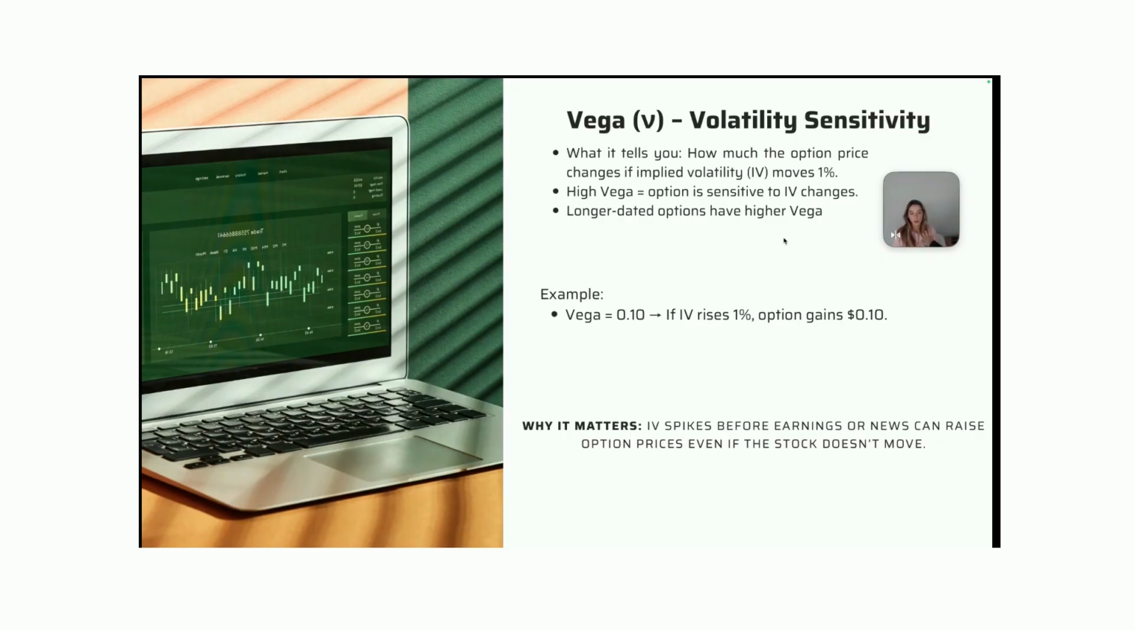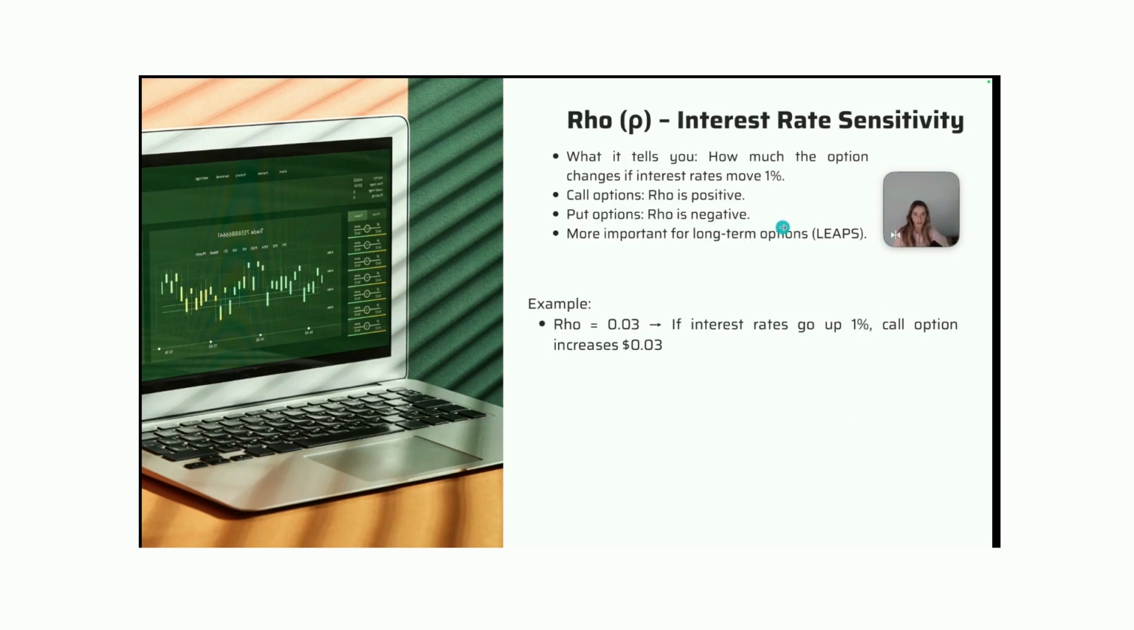And that could also give you what's called a volatility crush, which we will get into at a later time. But that is the basics of Vega. Our last Greek is going to be rho. So this is going to be interest rate sensitivity. It is not super important.